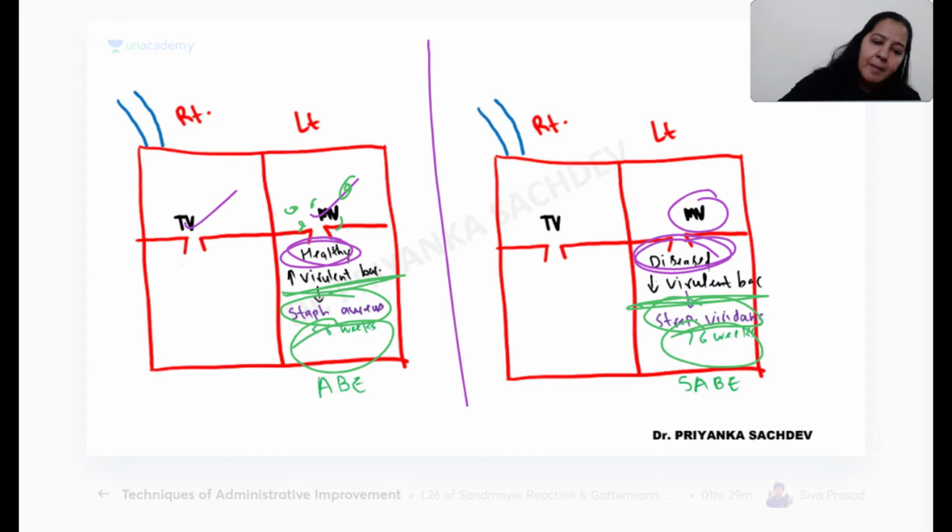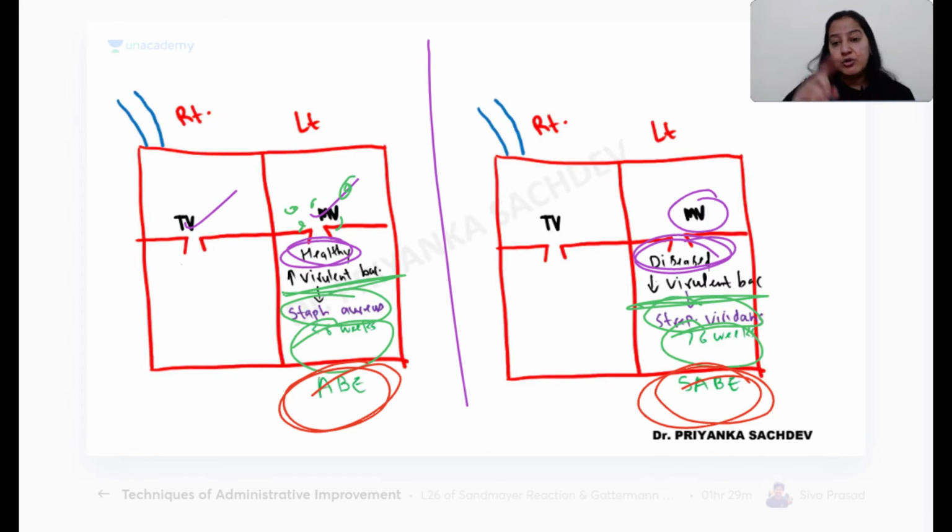So the first case is known as ABE, acute bacterial endocarditis, and the second case is known as SABE. Now you tell me the difference between ABE and SABE. In ABE, acute bacterial endocarditis, less than 6 weeks is required. Once the bacteria enters the body, in less than 6 weeks, vegetations are formed. Bacteria should be highly virulent, for example Staph aureus, and heart walls are healthy.